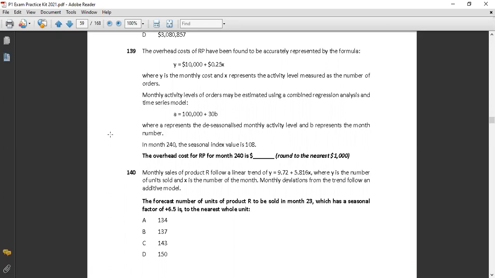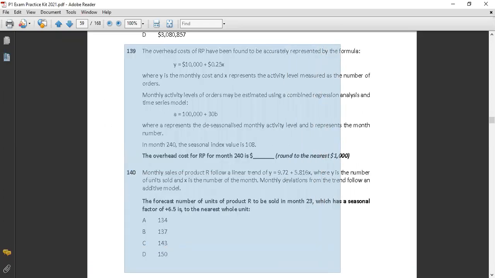Let's take 139, 140, both of them to the Excel sheet.